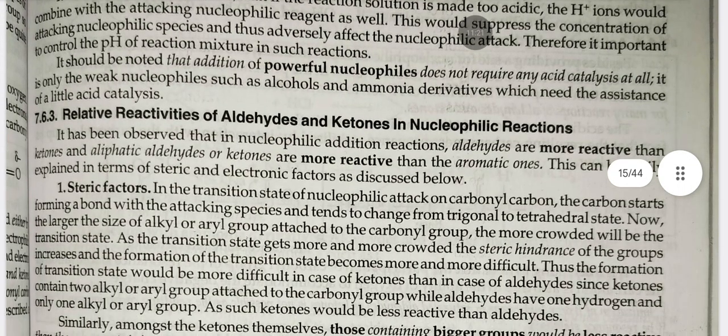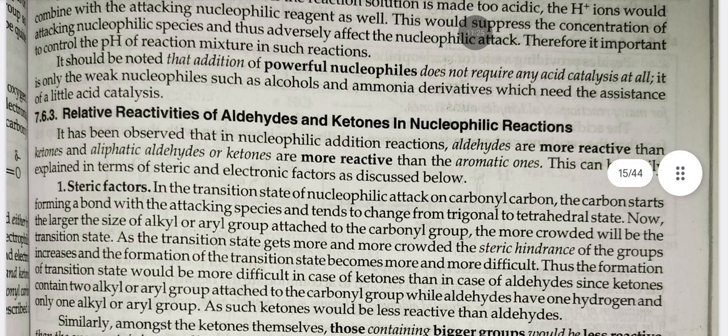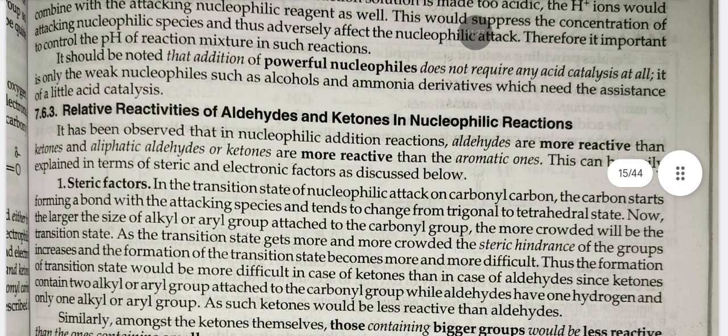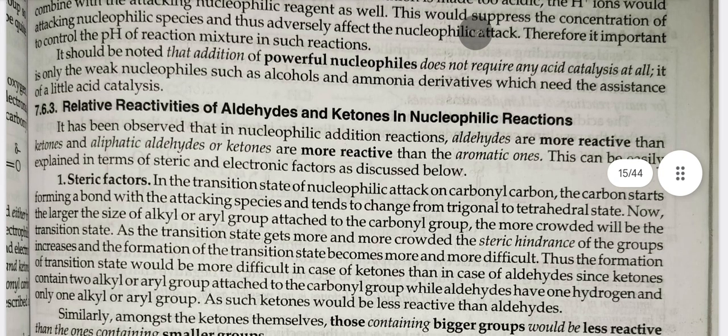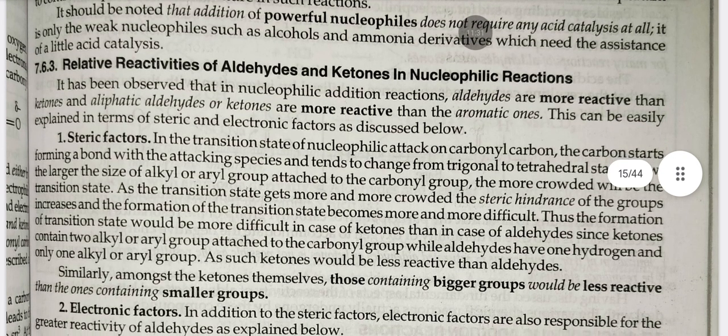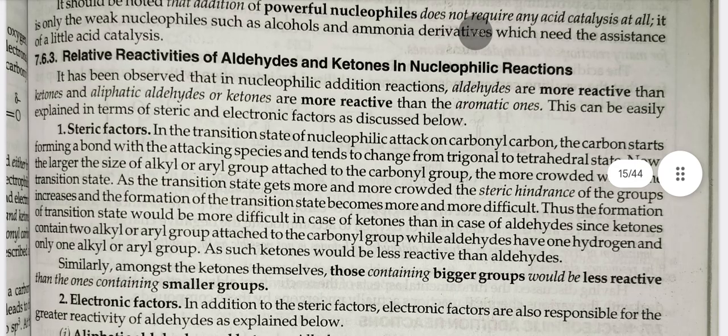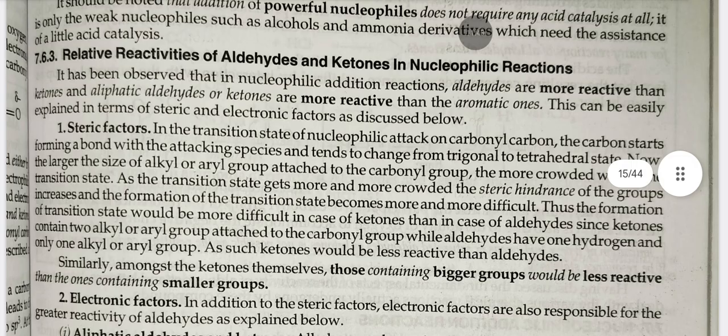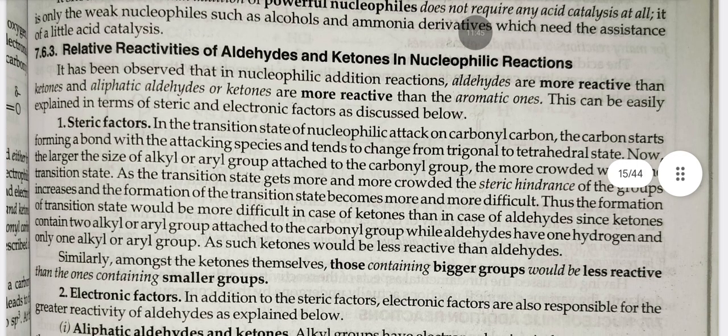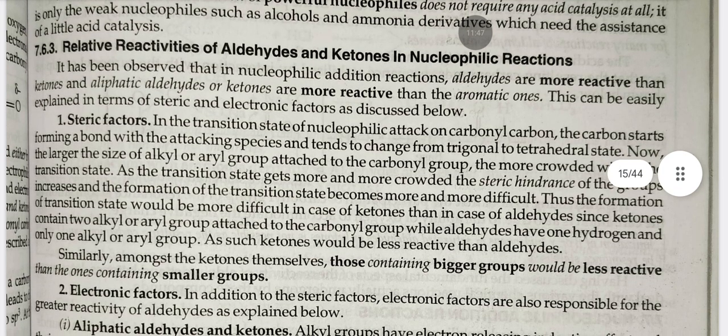Relative reactivities of aldehydes and ketones in nucleophilic reactions. Among aldehydes and ketones, it is observed that in nucleophilic reactions, aldehydes are more reactive than ketones. Aliphatic aldehydes or ketones are more reactive than aromatic ones. First, aldehydes are more reactive than ketones, and then aliphatic aldehydes or ketones are more reactive than aromatic ones. This can be easily explained in terms of steric and electronic factors.